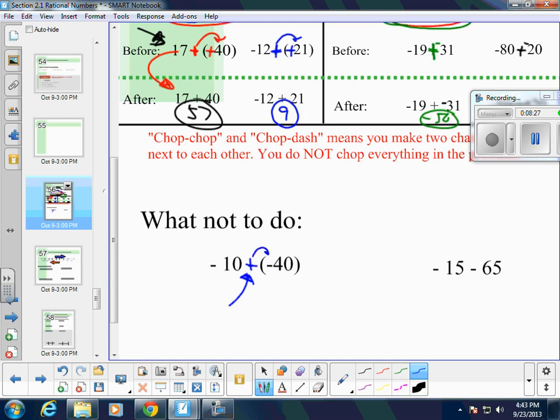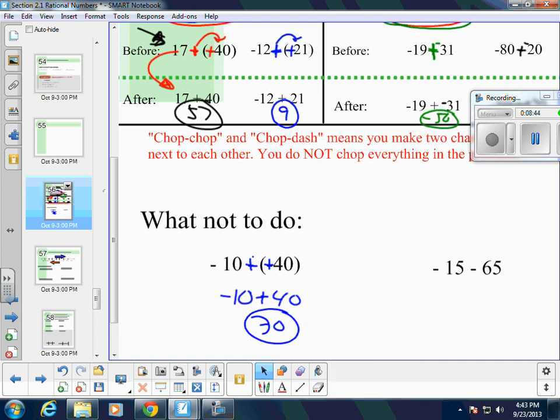And again, the very next number is what I'm going to change. It looks like negative 40, so I'm going to change it to positive 40. So this problem really becomes negative 10 plus 40. And that gives me positive 30. Okay. Same thing with this next one.